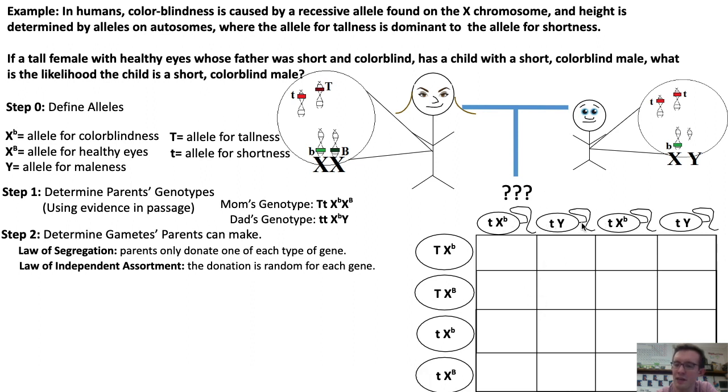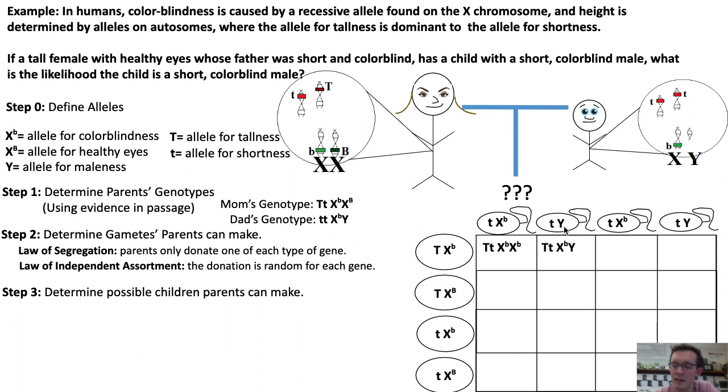Regardless, now that we have the gametes that each parent can produce, we can determine the possible zygotes, the possible children that these parents can make. So for instance, if the dad were to donate this sperm cell with the short allele and the colorblind allele, and the mom were to donate this particular egg cell with a tall allele and a colorblind allele, their child would end up heterozygous tall and homozygous for colorblindness. So this would be a colorblind woman that is heterozygous tall. And we can do this for all 16 possible combinations of gametes here.